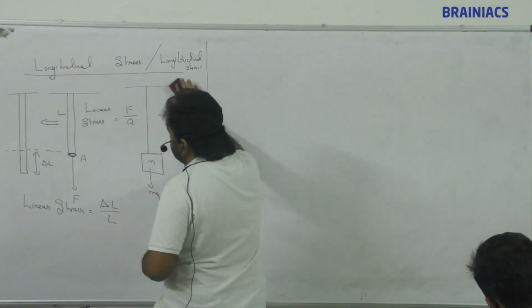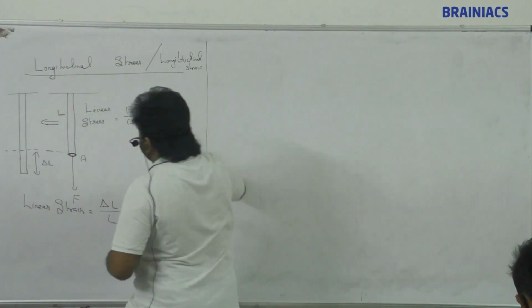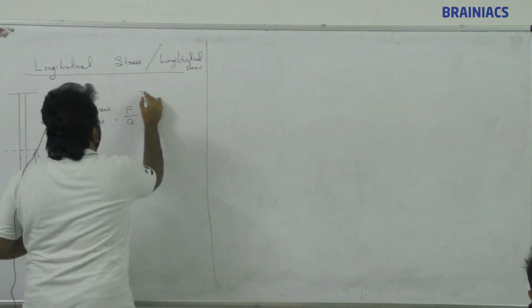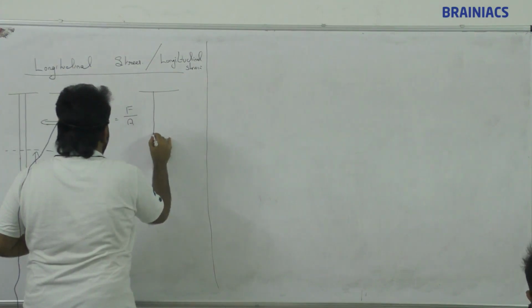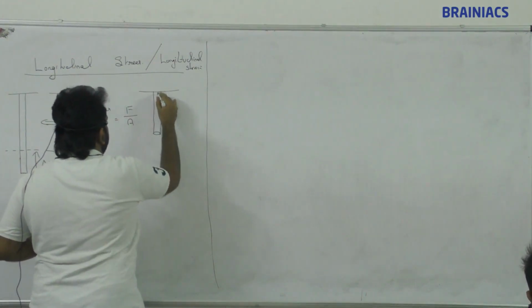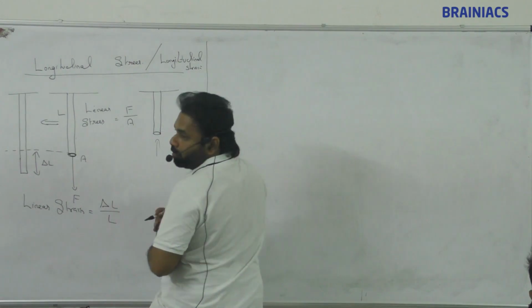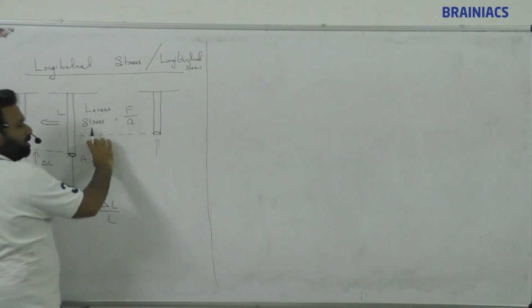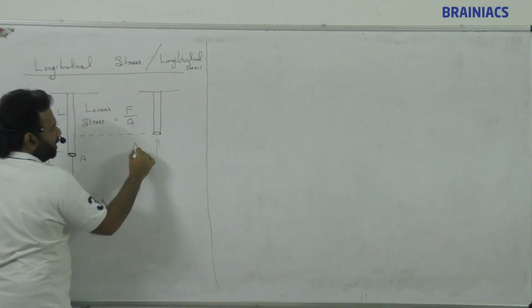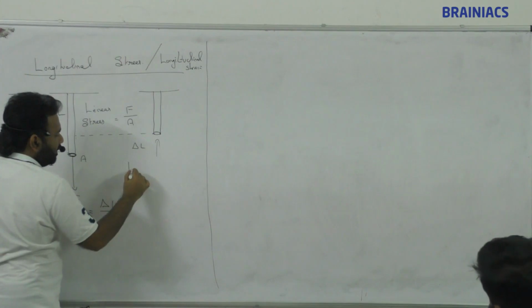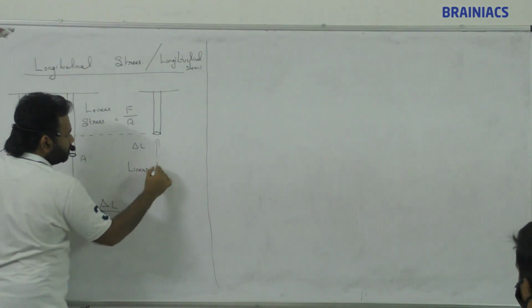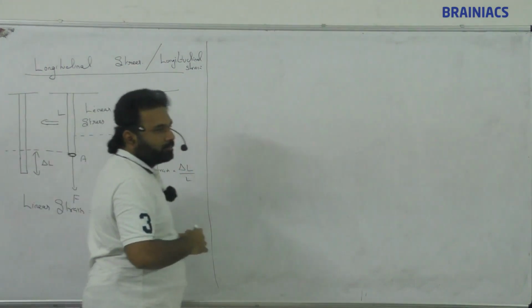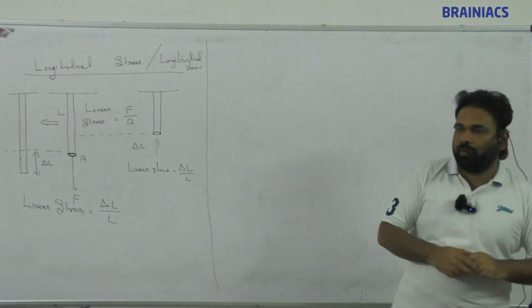Now the same thing can be done using compression also. Suppose we apply force in the opposite direction. What happened here? This much length is decreased. So what is linear strain again? Linear strain is delta L by L. Clear?